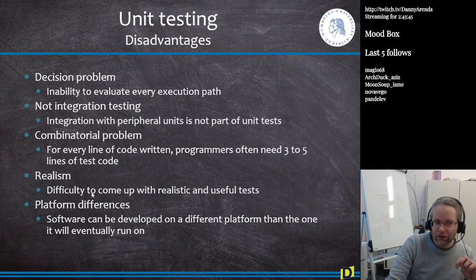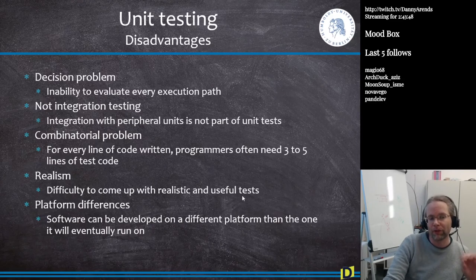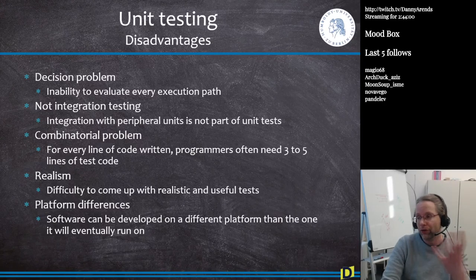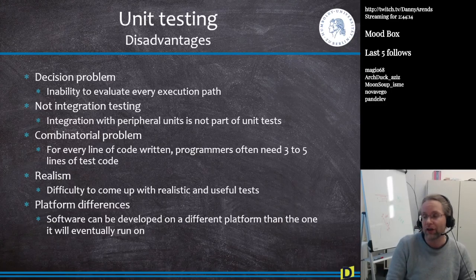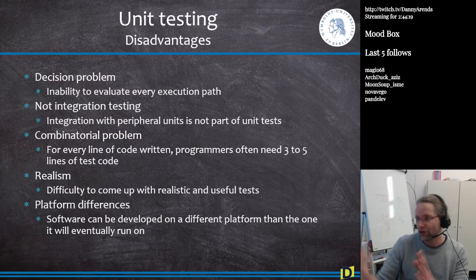There's also a realism problem. Sometimes it's very difficult to come up with realistic and useful tests. And of course, there are platform differences. So if you develop software on a Windows machine, then all the unit tests can pass. Then you go to your smartphone, and then some unit tests start failing just because the smartphone is dealing with floating point numbers differently than the Windows system, right? It has fewer digits behind the comma, and your unit test says, no, the answer should be 3.1415 and so on. But the answer is just shorter.